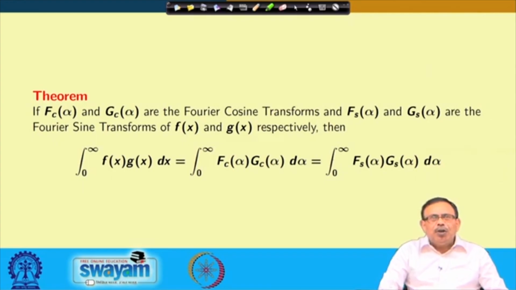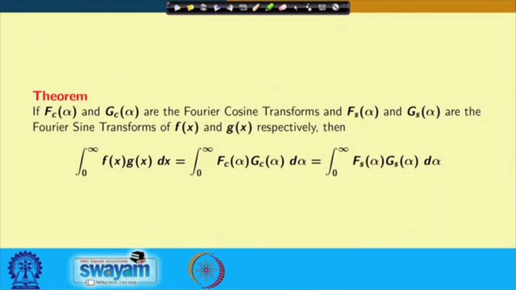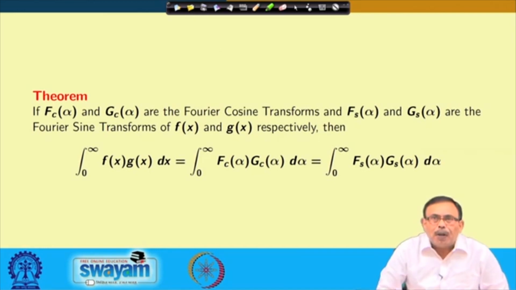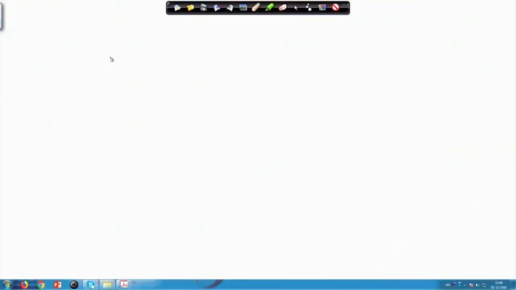That is, whenever I am doing integral 0 to infinity f(x) g(x) dx, the values are equal: integral 0 to infinity Fourier cosine transform, that is F c of alpha into G c of alpha d alpha, equals integral 0 to infinity F s of alpha into G s of alpha d alpha. Let us see the proof of this theorem. We will prove one by one.